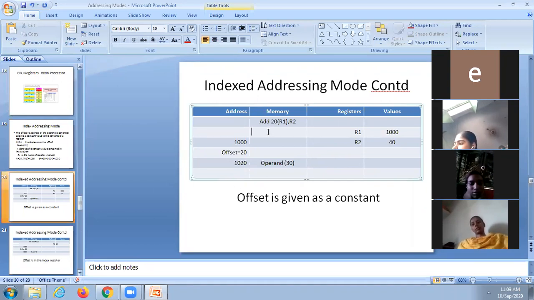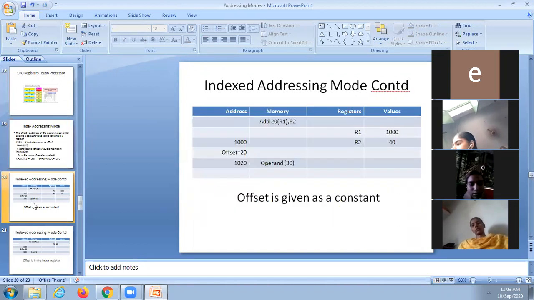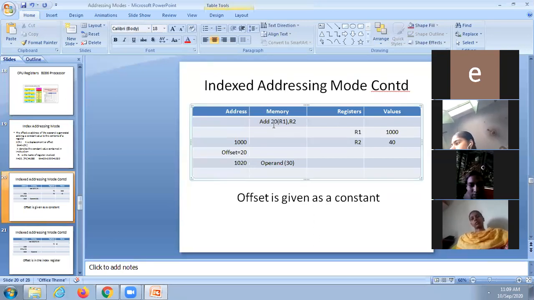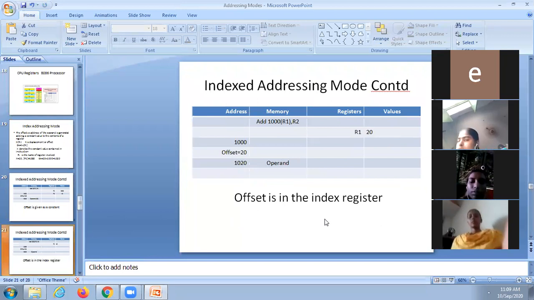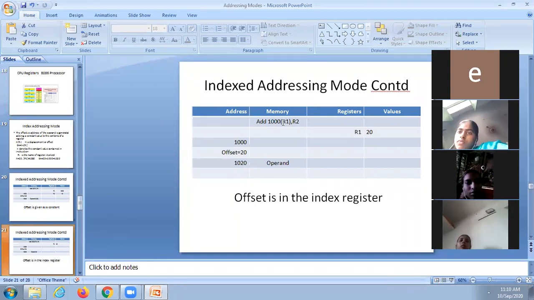In the same index addressing mode, offset is given as a constant here. Here offset means x. X is the displacement or offset. Here offset is given as a constant. So the same problem I will do in a different way. Here offset is given in the index register.